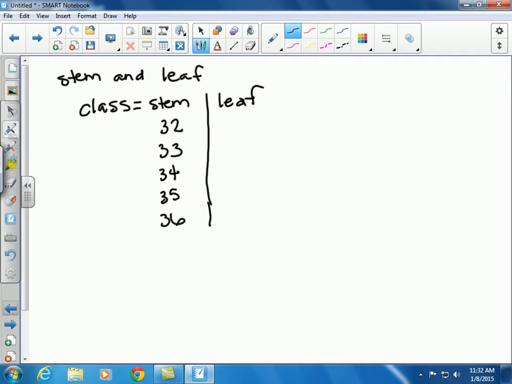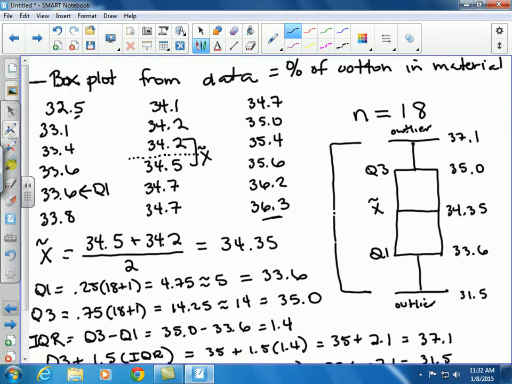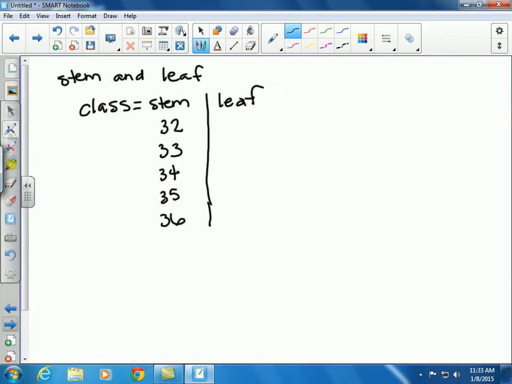So where did I get those values? If you go back to the previous sheet, it's just the beginnings of all those data points. And then on the other side, I'm going to put the decimals. So I happen to have 32.5 as a data point, 33.1, 33.4, 33.6, another 33.6, and I had a 33.8. I had a 34.1, another 34.2, 34.5, and then 34.7. So I'm listing every data point.